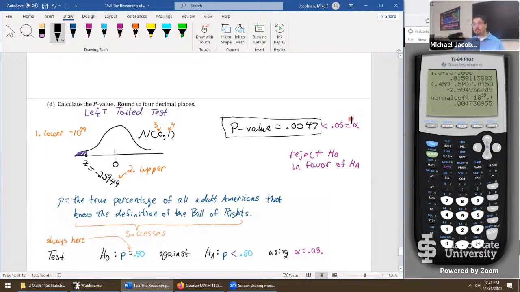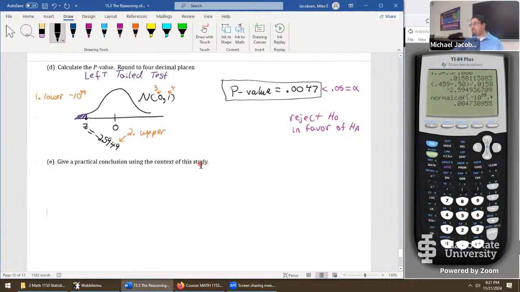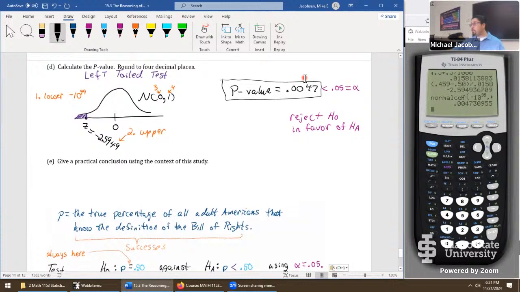But it's good to write this down as well because it organizes what you're going to do very next when you get into the conclusion step. So that's what we're going to do next, give the practical conclusion. So we did it, folks. After the test statistic, the p-value is the next trickiest step. Any questions at all in obtaining that one?